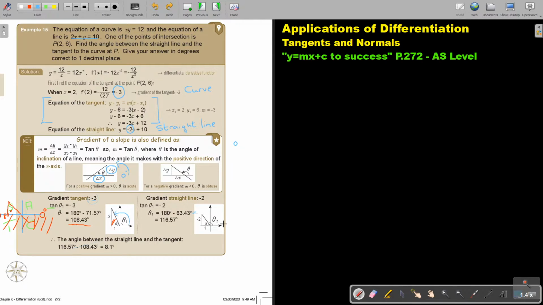And now don't forget, I want this angle. This angle will be that 63.43. Now if I want, I just subtract from 180, and I'm getting this. Don't forget, I'm looking to find the angle between the straight line and the tangent. So I'm sitting now with the different values.